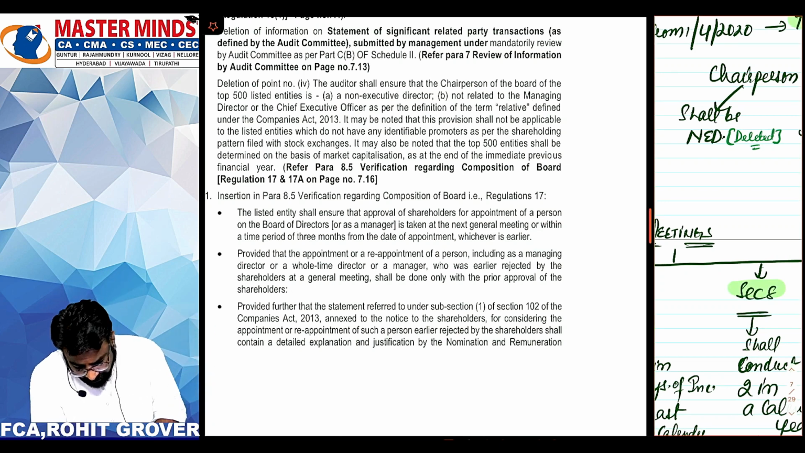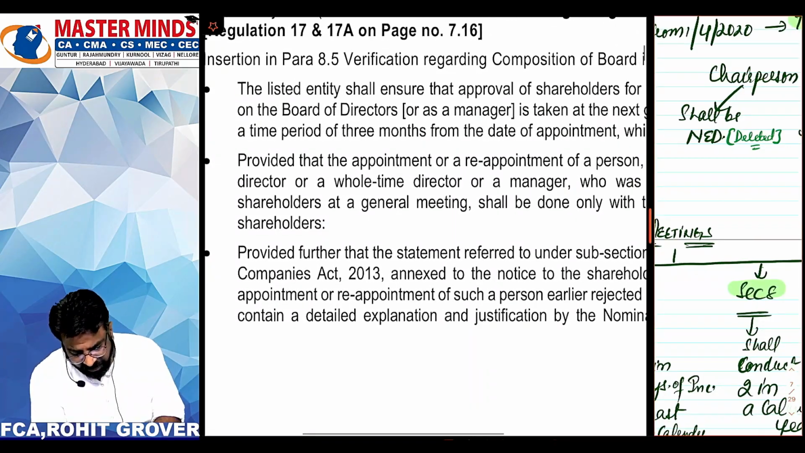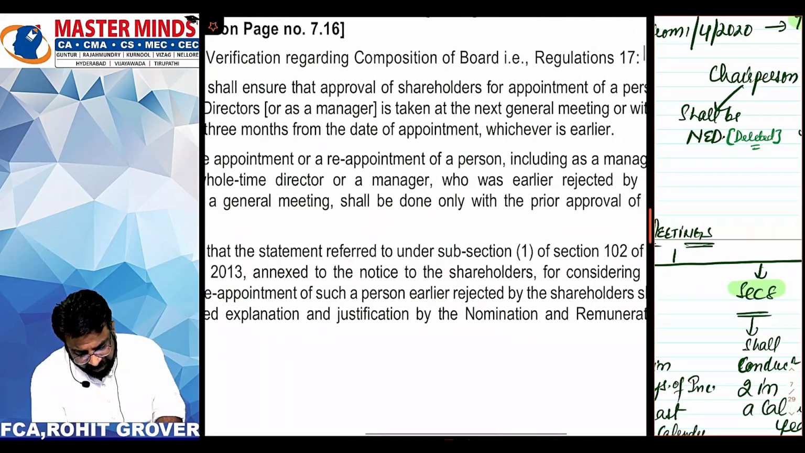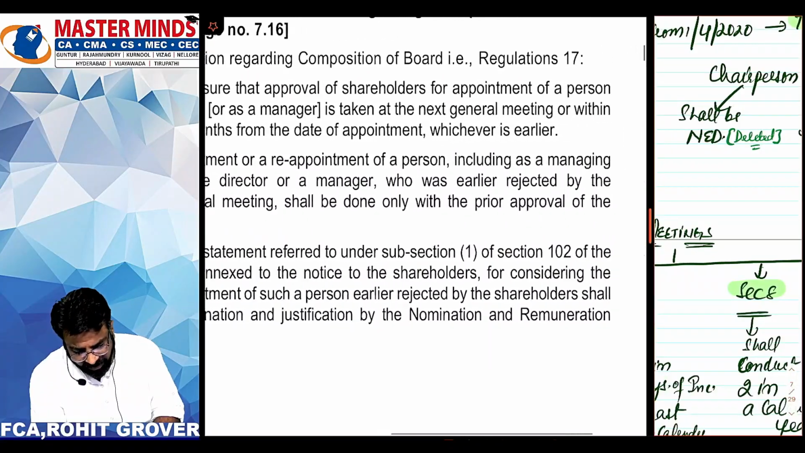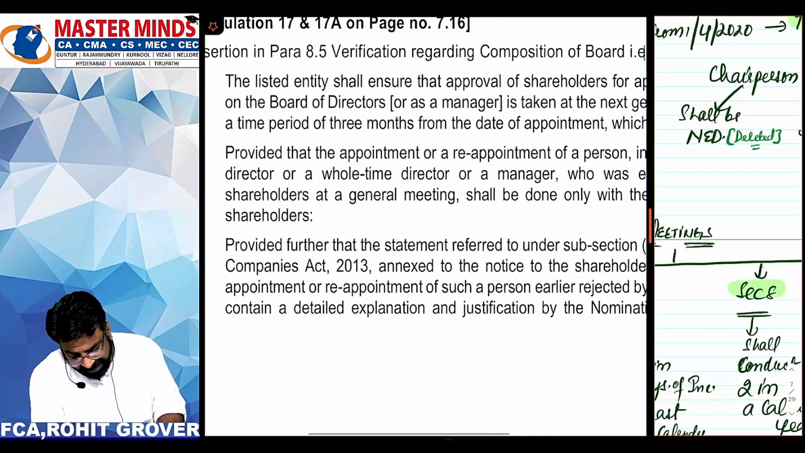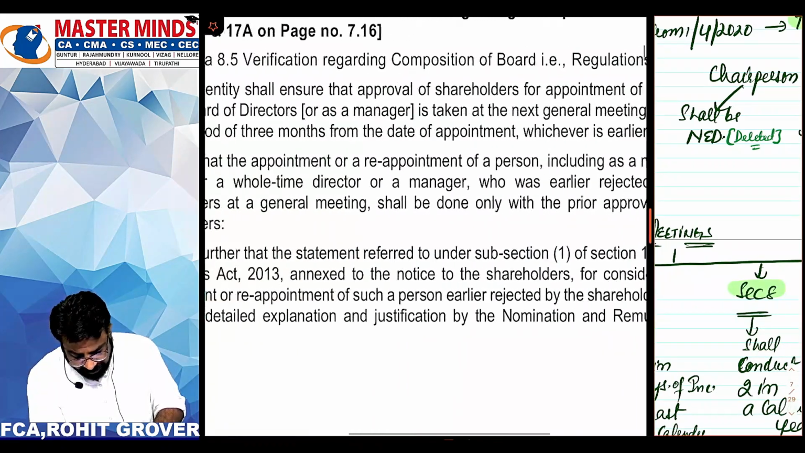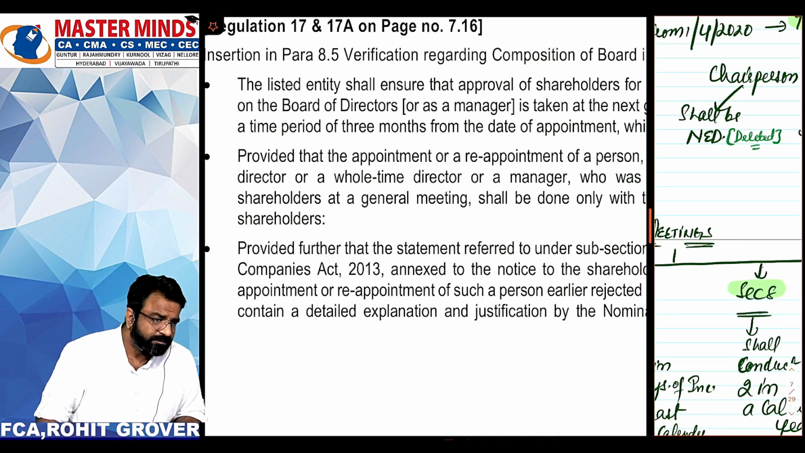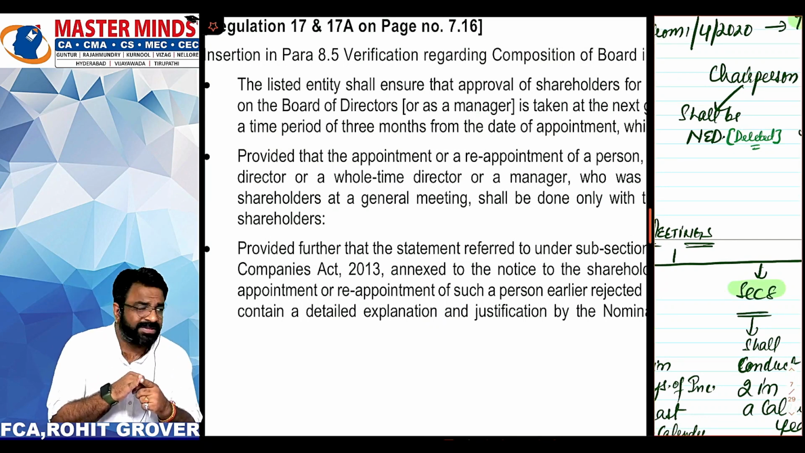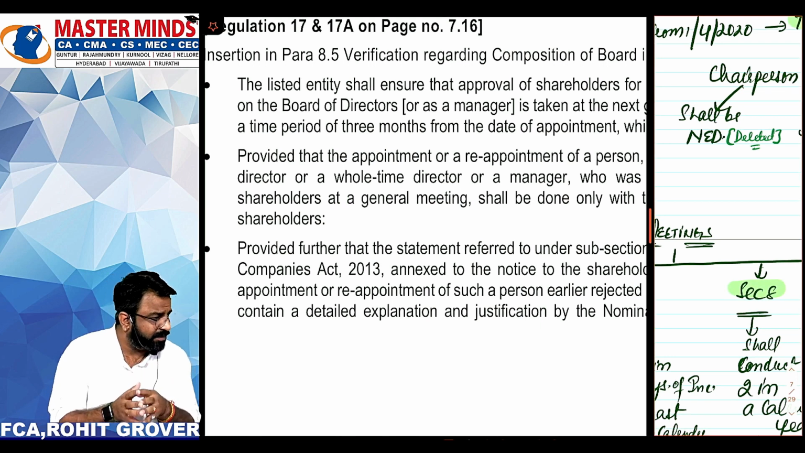Okay? What is the second insertion they are saying? Provided that the appointment or reappointment of a person, including as a managing director, a whole-time director, or a manager, who was earlier rejected by the shareholders at the general meeting, shall be done only with the prior approval of whom? Shareholders.